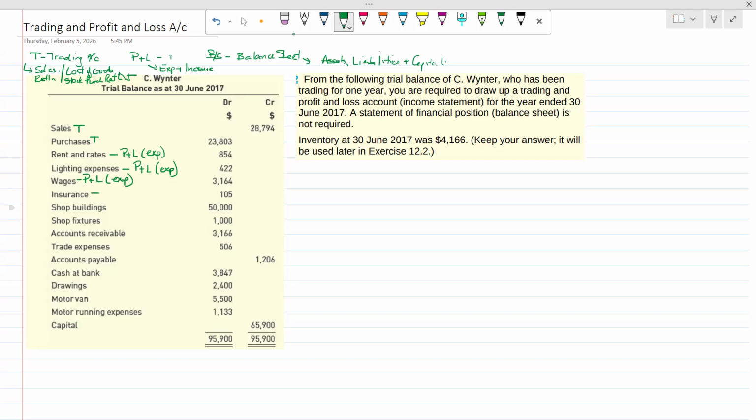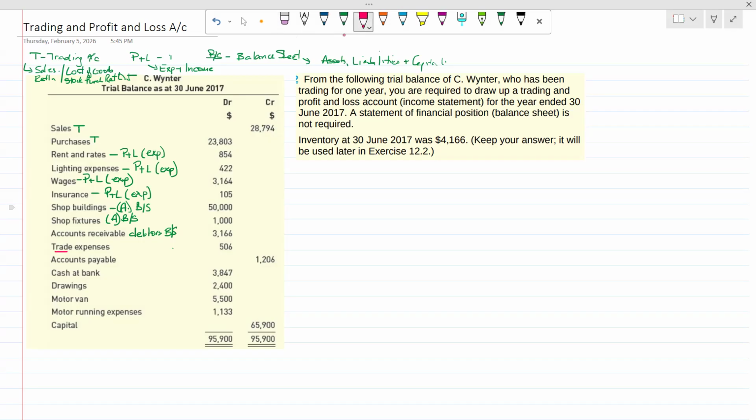Another P&L item, wages, that's salaries to employees. Insurance: some businesses might insure stock, they might insure equipment. Shop buildings is an asset, so that's going to go in my balance sheet. Shop fixtures, another asset, balance sheet. Accounts receivable are debtors. Remember, we talked about this last week. So this is our balance sheet figure. Trade expenses, profit and loss expense.